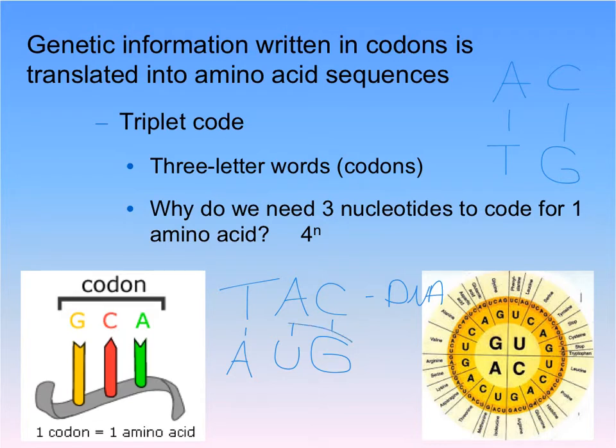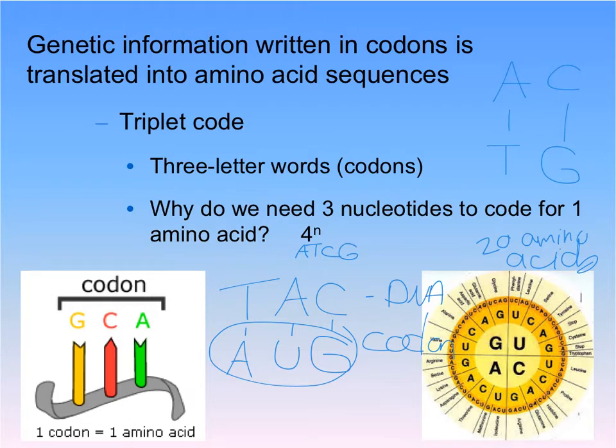So why do we use a triplet code? And by the way, this triplet code is what we call a codon. A codon is found in DNA or mRNA. Usually when we discuss a codon, we are speaking about mRNA. So why do we have to have 3 bases? Well, I have 20 amino acids. Okay, and I have 4 bases. I have A, T, C, and G. Clearly, I can't have one base code for one amino acid. I only have 4 bases. I have 20 amino acids. Well, that's not going to work.